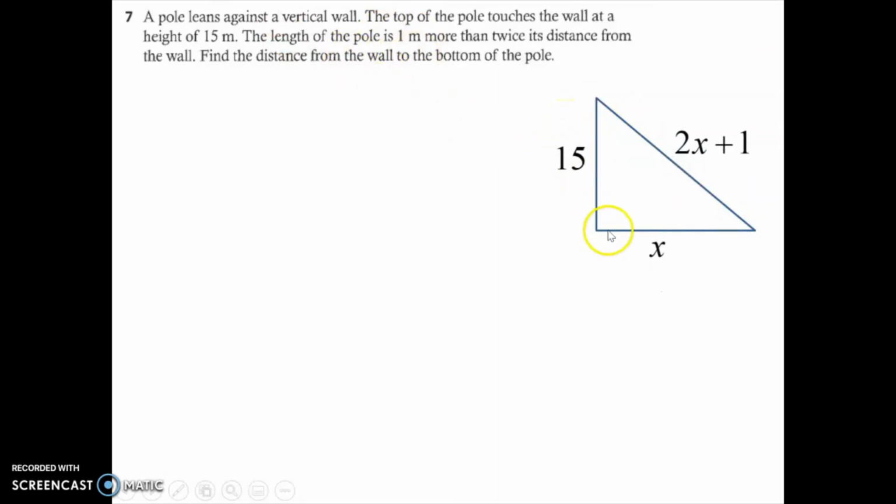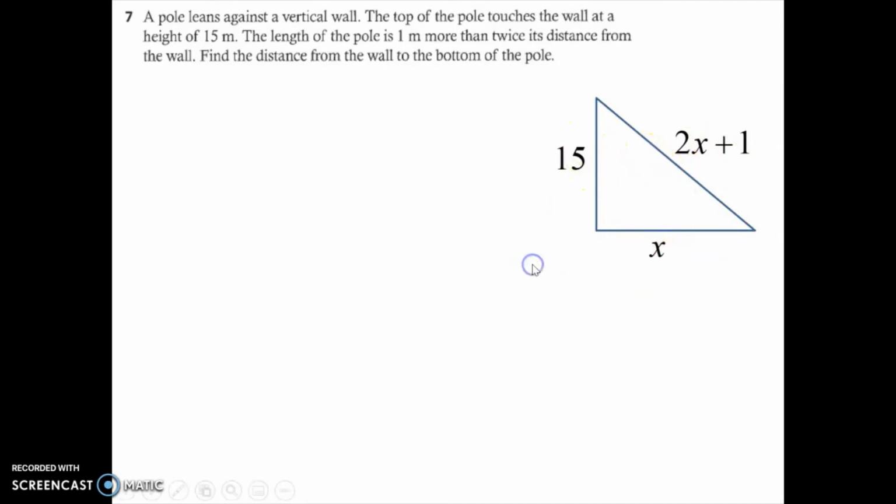Okay, so it tells you we're looking for the distance that the pole is from the wall right here. We're told this is a height of 15, and we're told that this length of the pole is 1 meter more than twice the distance from the wall. So here's the distance from the wall. Twice that distance and 1 meter more. So again, we have a right triangle. We can use Pythagorean Theorem.